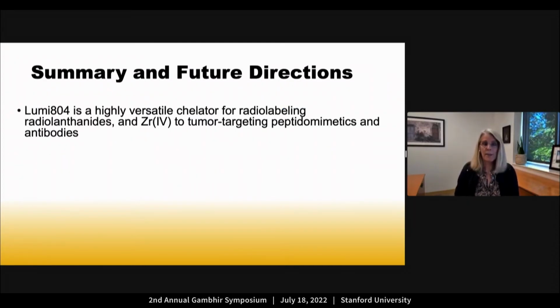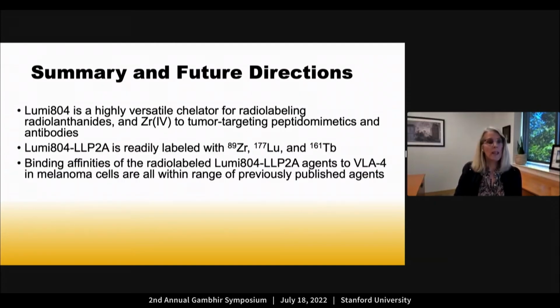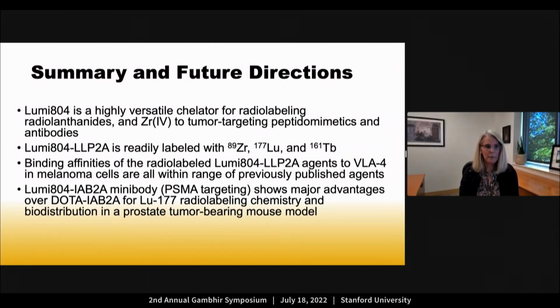So to summarize, I told you about a new chelator, Lumi-804, which is very versatile. We can use it for radiolabeling the lanthanides for beta therapy, zirconium-4 for PET imaging, and also down the road, thorium-227 for alpha targeting. We've shown that with LOP2A, all these agents bind just fine to the receptor, and we got very nice imaging with the zirconium-89 and PET.